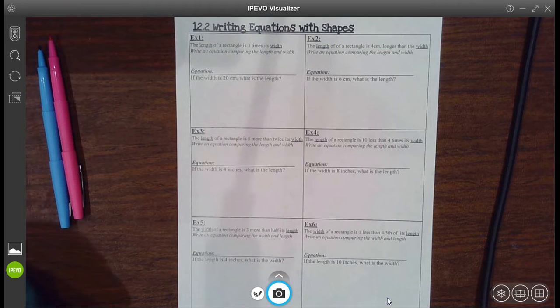Hello, my little mathematicians. Today, we're going to write equations based upon shapes. Okay, this comes up quite often. So let's go ahead and see if we can crank this out.